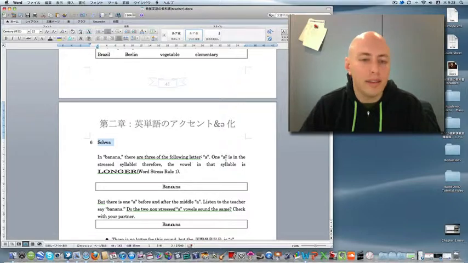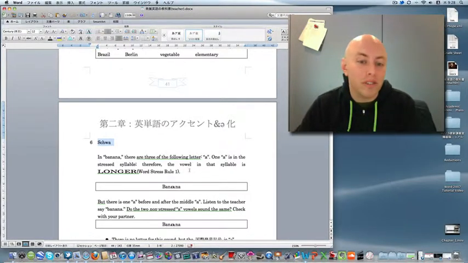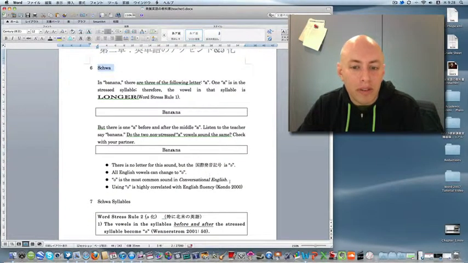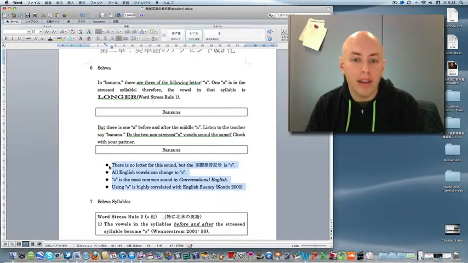So the sound, that is a schwa. And it's actually quite common in English. It's one of the most common vowels in English. So let me give you some facts about this. First off, there is no letter for this sound, the schwa.